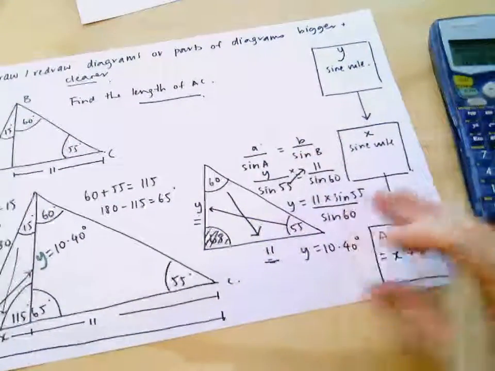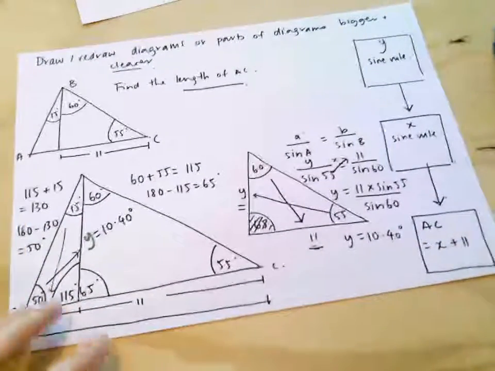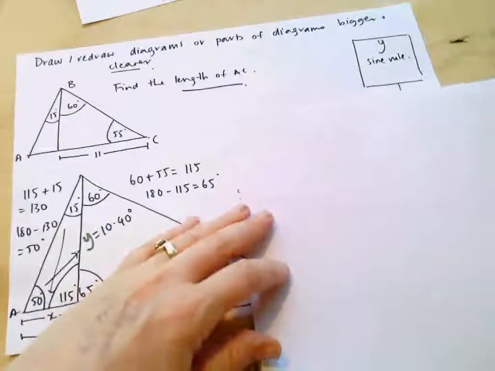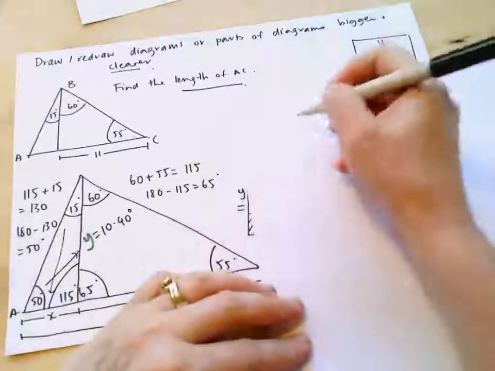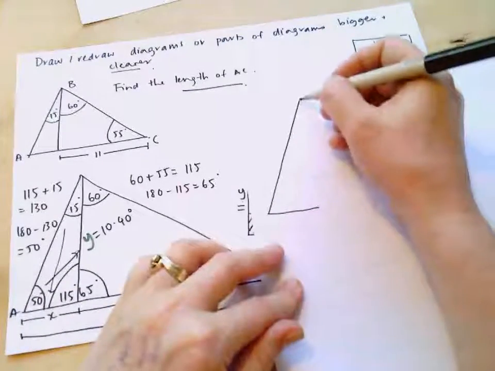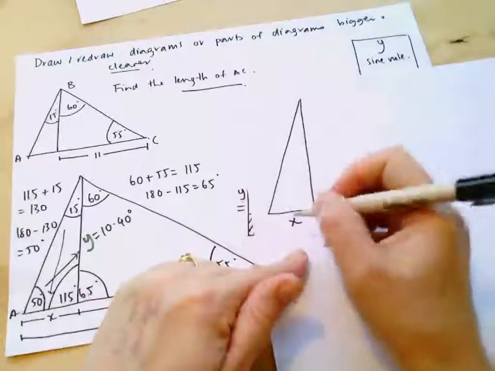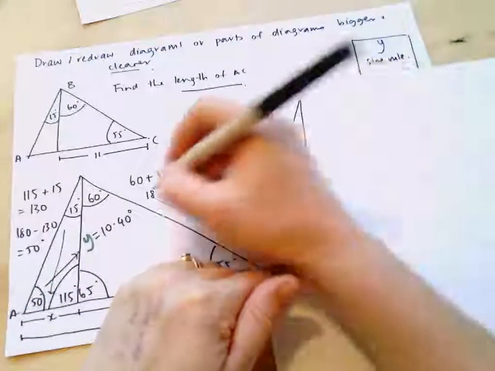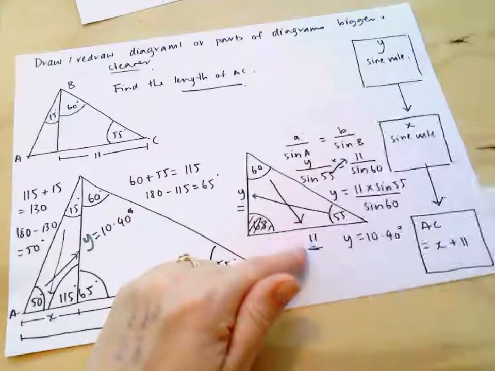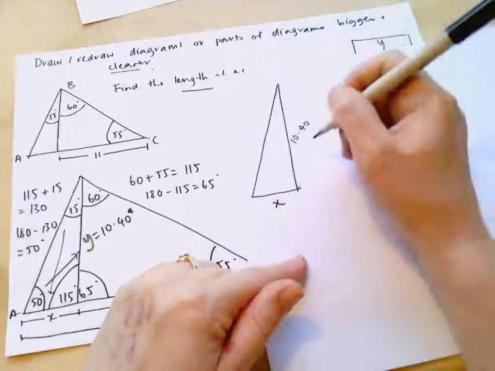Again, you can see everything's getting cramped. So before I have a look at this triangle, I'd redraw it. Now I'm actually a little bit limited with my space here. I'm actually just going to get a new bit of paper. So here's this triangle here, redrawn. So remember, I'm trying to work out what X is so that I can add it on to 11. I know that this side now is, not 10.40 degrees, it's a length, sorry, 10.40. Get rid of that degrees over there too. It's a length, so it's 10.40.